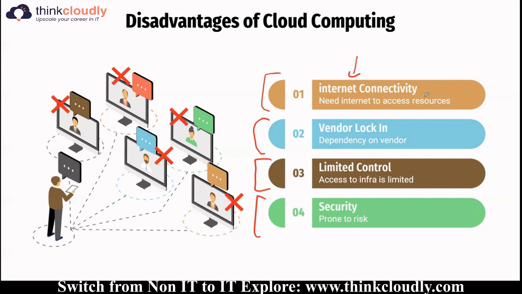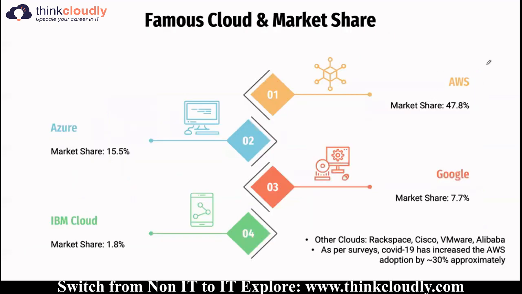Make sense? Great. Now, why are we learning AWS? Why are all of us learning AWS? The reason is that AWS has 47.8% of market share. Out of 100%, it contains a major portion of it. Whereas among other competitors, Azure is at 15.5%, Google is at 7.7%, and IBM is at 1.8%.